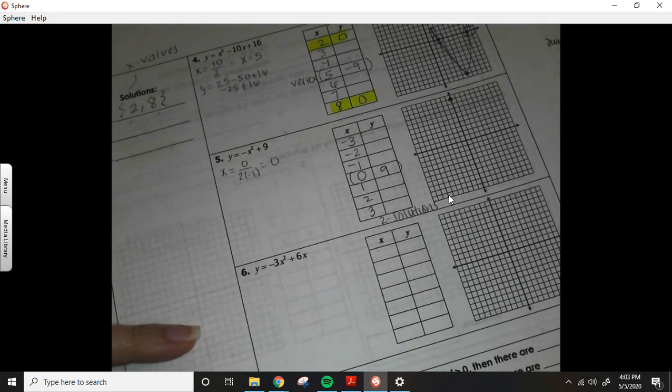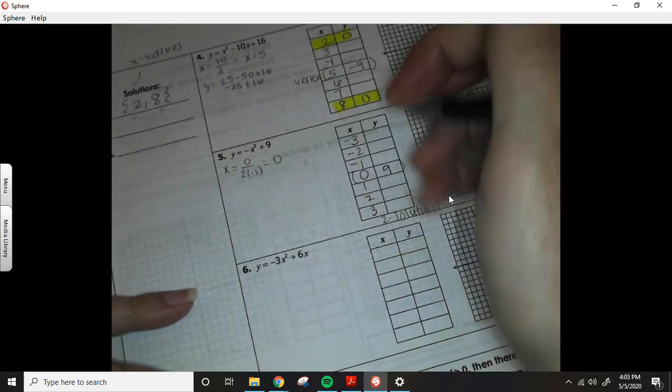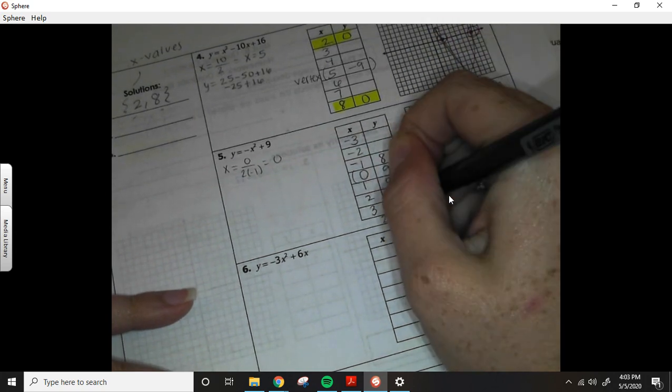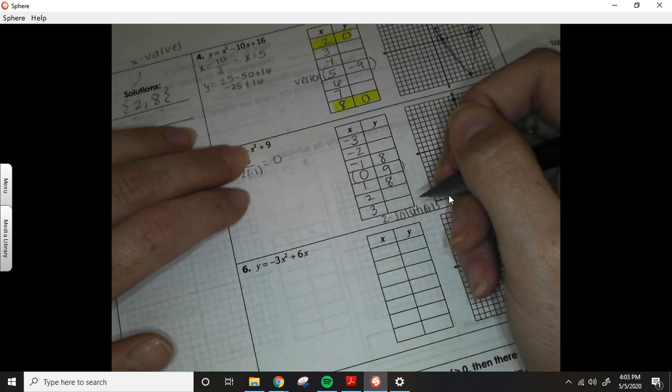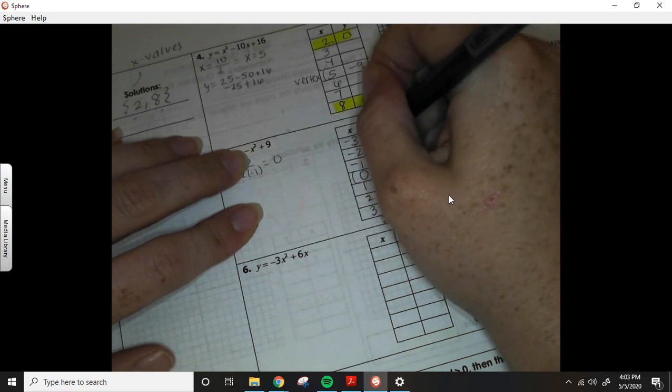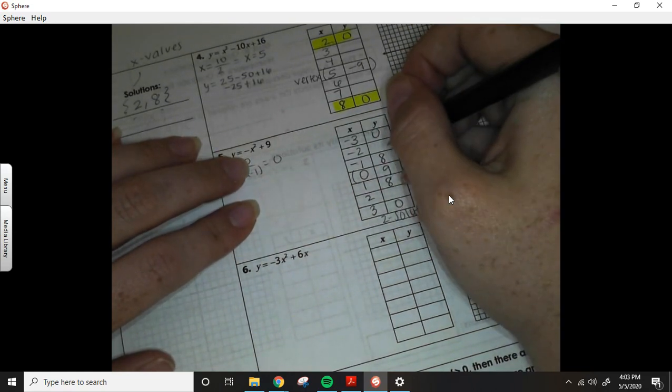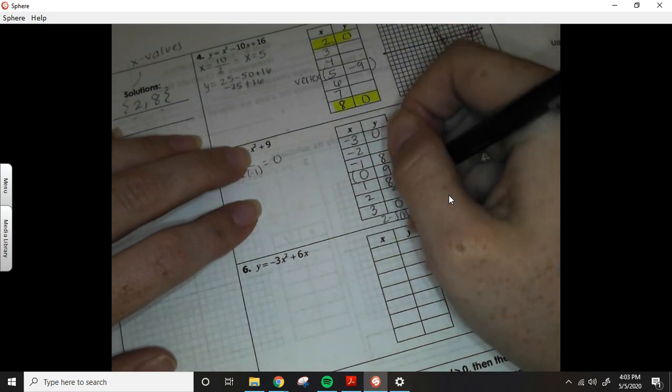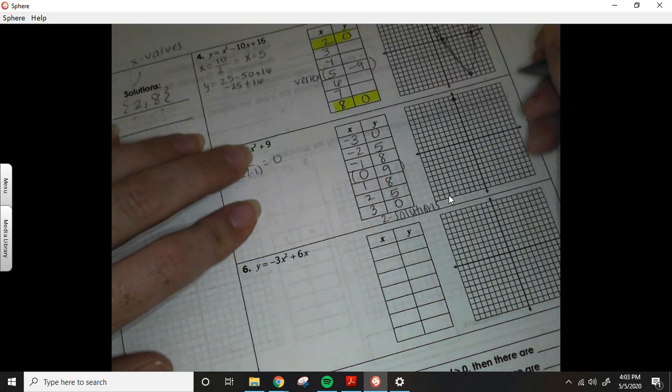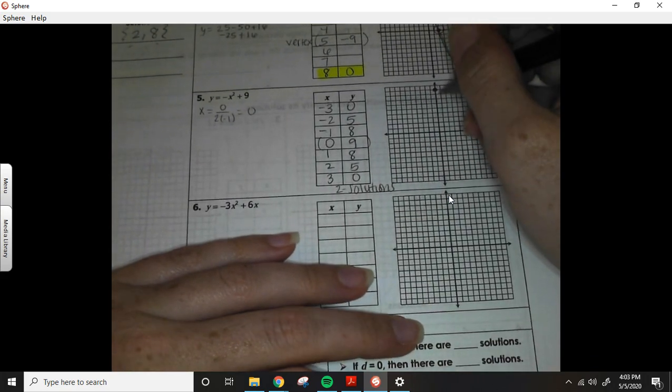So let's try to mental math it. Plug in 1. Negative 1 plus 9 is 8. This is 8. Let's plug in 3. 3 squared is 9. Negative 9 plus 9. There we go. That's our 0. And then we can even do 2. This is going to give us 5. Okay. Let's graph our zeros.